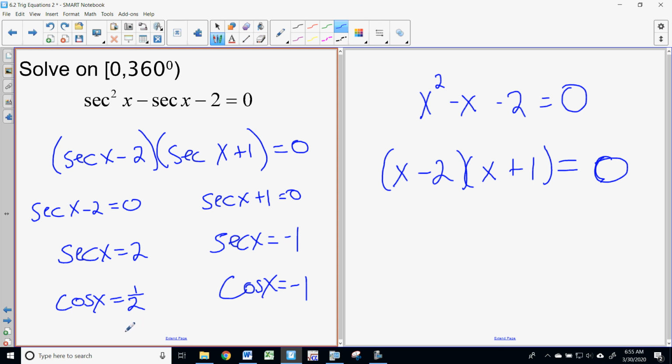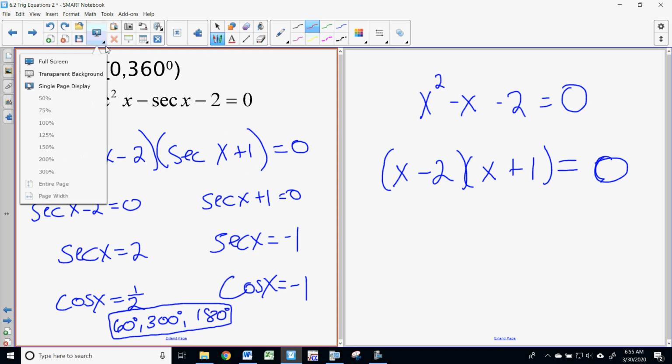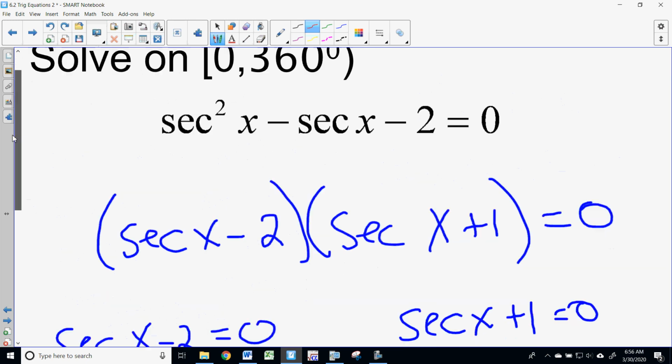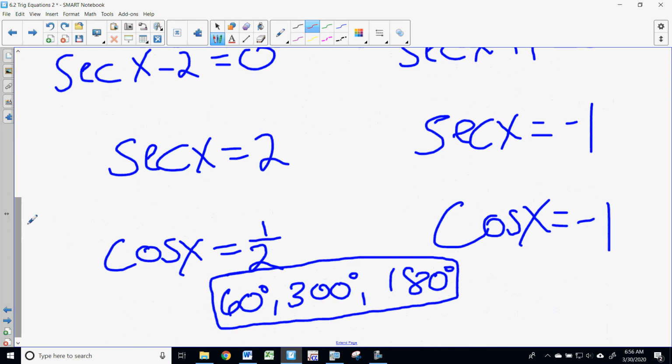So we can solve that and we get 60, 300, and 180. Notice here we only got 3 answers, not 4, based on the numbers. So some of these harder problems, we're just going to be using those algebra skills that you've already learned, that we've done previously to factor something, but you end up at this same spot where you have a trig function equals some number.